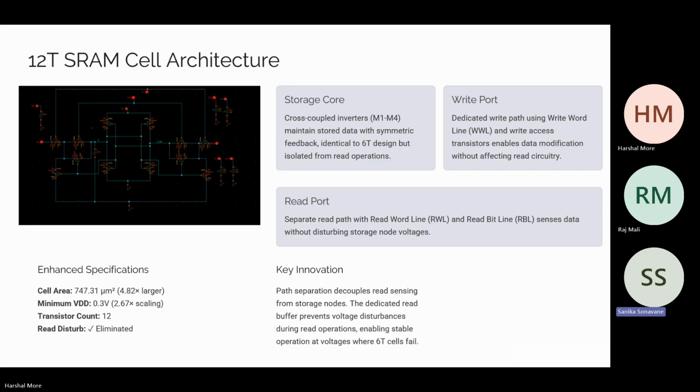But of course, there is no free lunch in VLSI. This amazing stability comes at a cost. By doubling the transistors to 12, the cell is now 4.82 times larger. So this is the central trade-off we studied, the high density of 6T versus the ultra low voltage of the 12T. Now I'd like to hand it over to Raj.